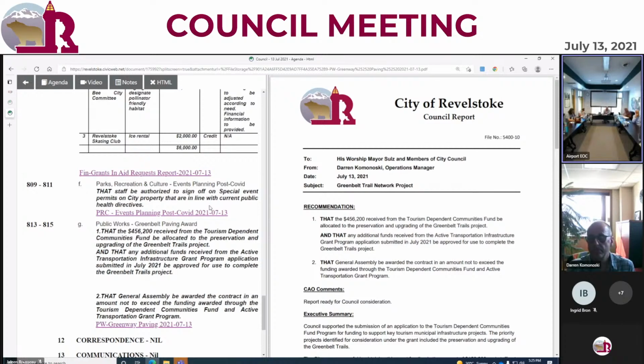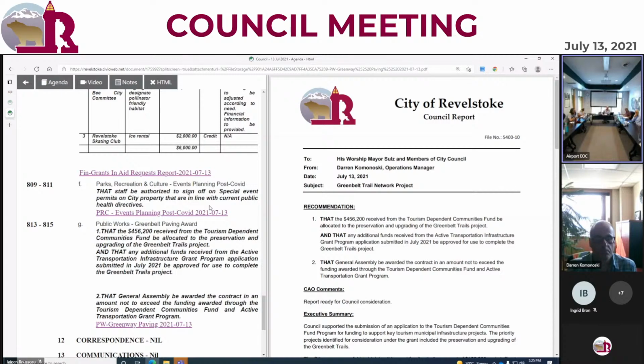Councillor Charlotte. Sure, we're doing this in part 1 and part 2 or all together? Yes, part 1 and part 2. Okay, that $456,200 received from the Tourism Dependent Communities Fund be allocated to the preservation and upgrading of the Greenbelt Trails project, and that any additional funds received from the Active Transportation Infrastructure Grant Program application submitted in July 2021 be approved for use to complete the Greenbelt Trails project. Okay, second for the motion, please. Councilor Bartel, any discussion on this motion? I think Mr. Komanowski has basically spelled it out and pretty straightforward. Seeing no further comments, I'll ask the question. All those in favor? Opposed? Motion's carried. Thank you.